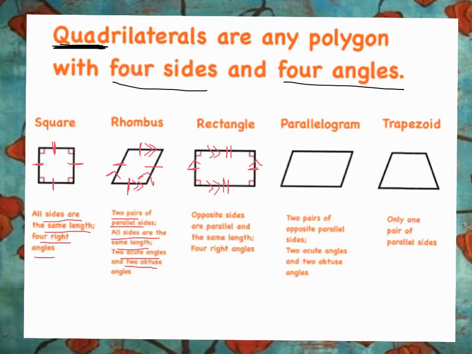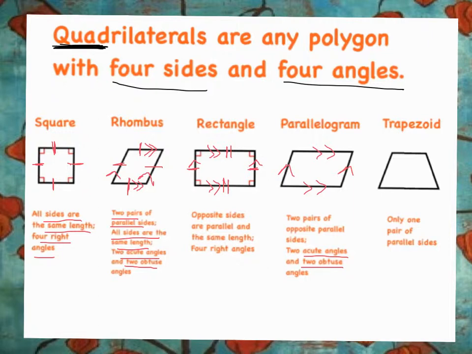Okay, a parallelogram. It has 2 pairs of opposite parallel sides. So let's notate the parallel. Double arrows. That shows that it has 2 pairs of parallel sides. So this side is parallel to this side. This side is parallel to this side. And it also has 2 acute angles and 2 obtuse angles, just like the rhombus. So notice there are some similarities there. That's what we call a relationship.